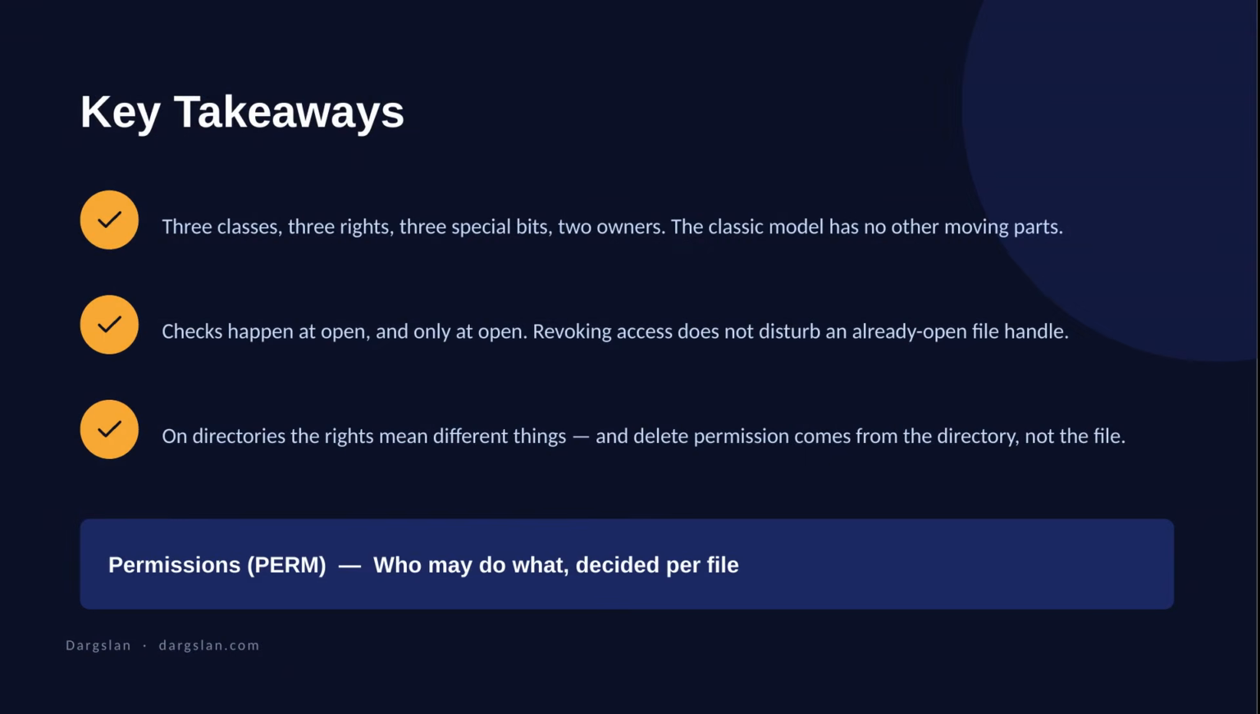So, to gather it all in one place: 3 classes, 3 rights, 3 special bits, 2 owners, that's the whole classic model, with no other moving parts. Remember that permission checks happen at open, and only at open, which is why revoking access won't disturb a handle that's already been granted. And keep in mind that on directories the rights read differently, and delete permission lives with the directory, not the file it contains. Small model, quietly powerful, and now hopefully a little less mysterious.